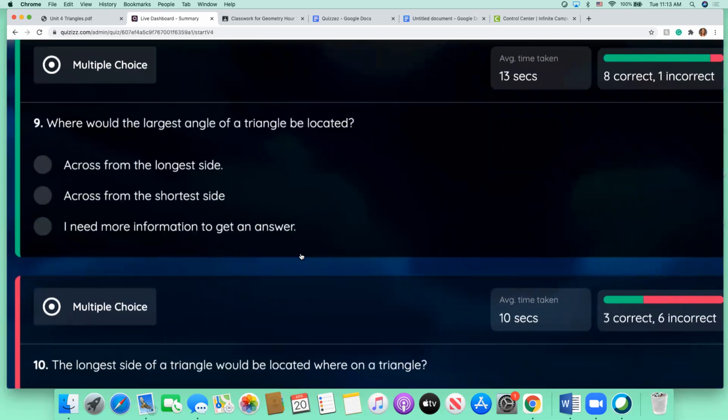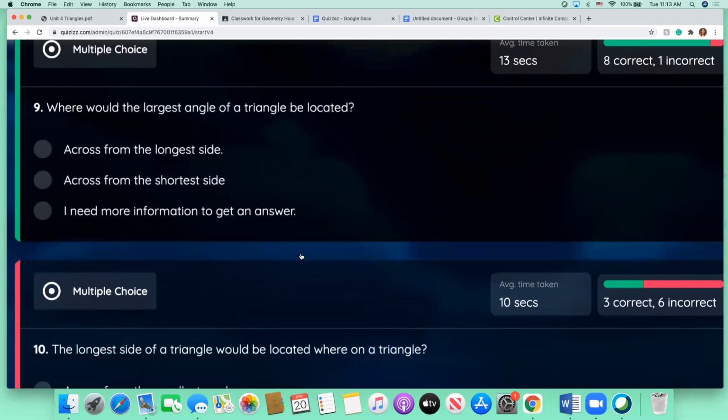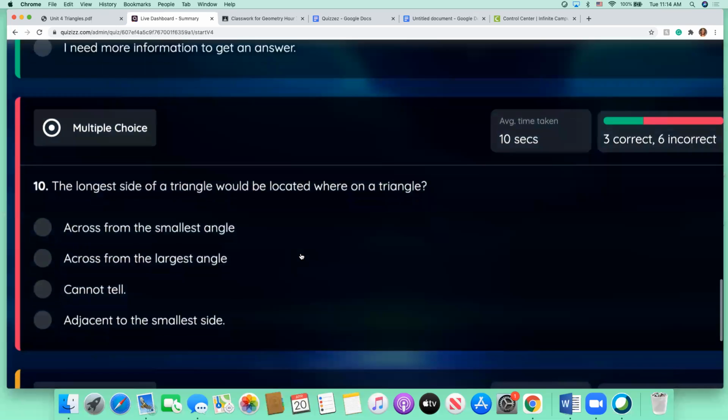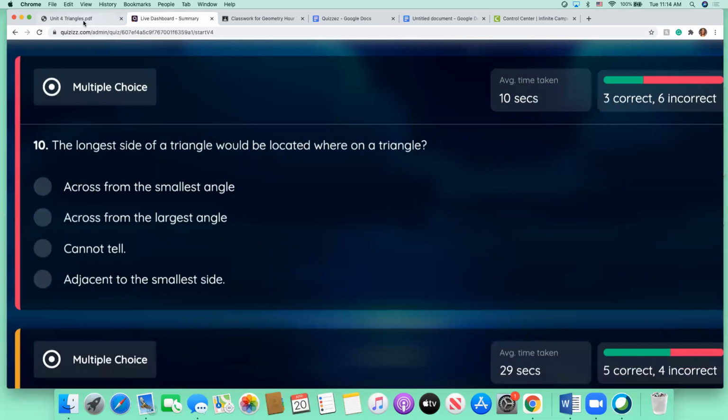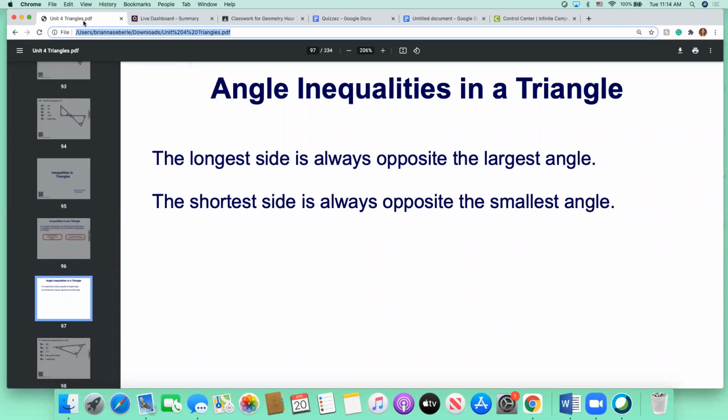This next question: where would the largest angle of the triangle be located? The largest angle is across from the longest side. This question's about the same. The longest side is across from the longest angle, which is kind of what we started class off with right here.